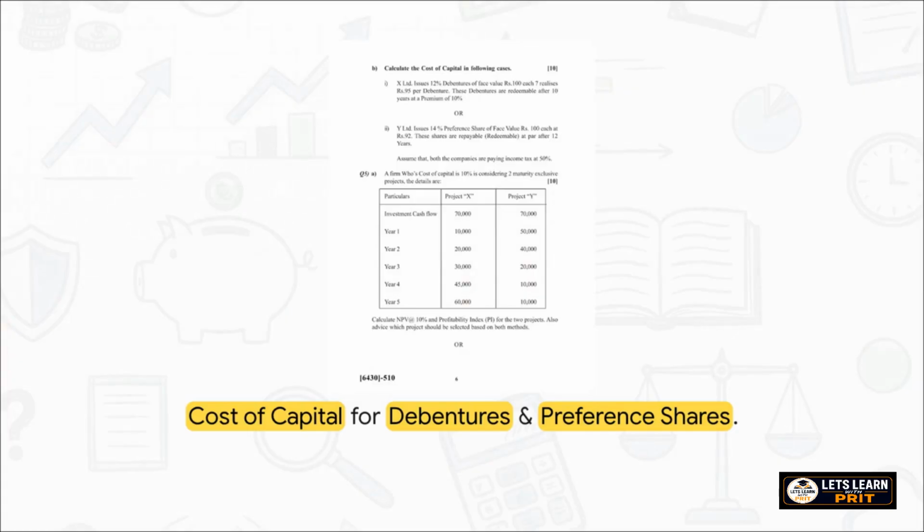Also waiting for us in this 10-mark section is the cost of capital calculation. The paper asks for X Limited, which is issuing 12% debentures at a premium, and Y Limited, issuing 14% preference shares with a 50% tax rate. Now, whatever you do, don't panic at the wall of text. We are just going to extract the specific values we need: the face value, the issue price, the interest rate, and the maturity period. That's it.